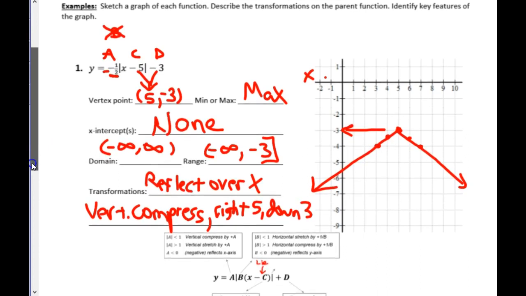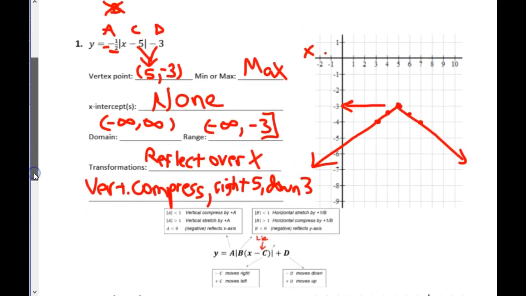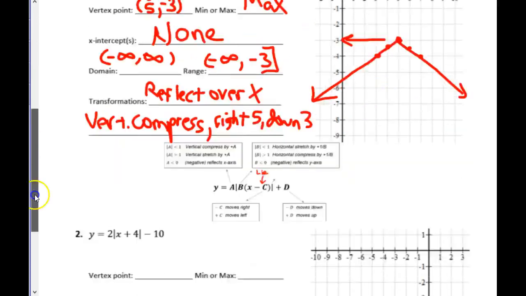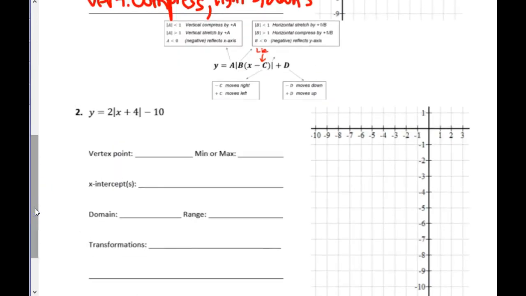All right. Cool. One more example, and then I'll let y'all do them on your own. All right. Number 2. Do we have an A? Yeah. Do we have a B? There's not a parentheses or anything there. So, okay. Do we have a C? Do we have a D? Okay. Now, we have A, C, and D.